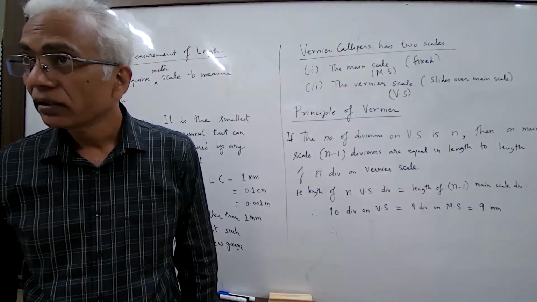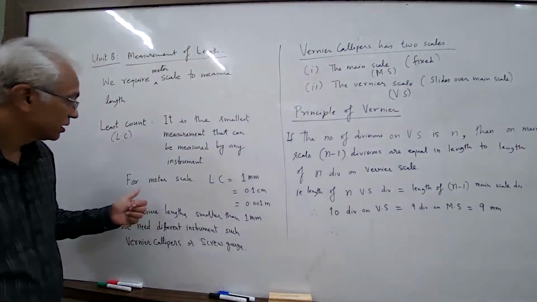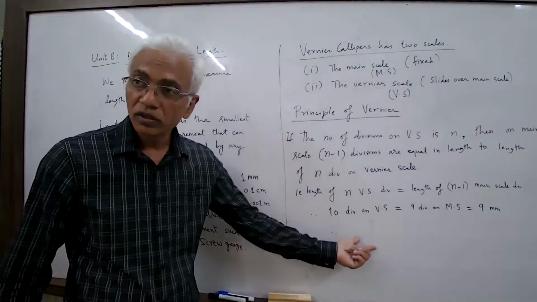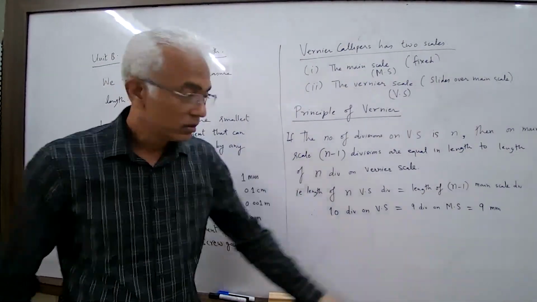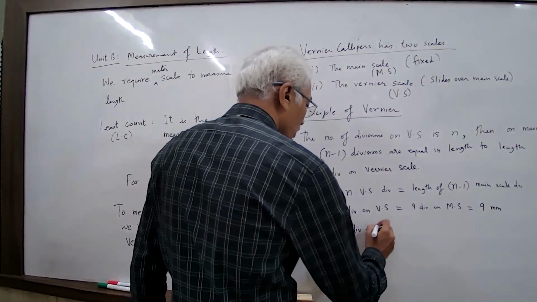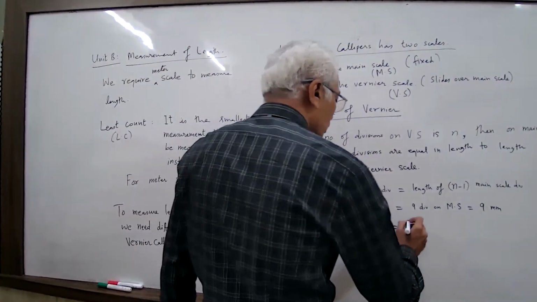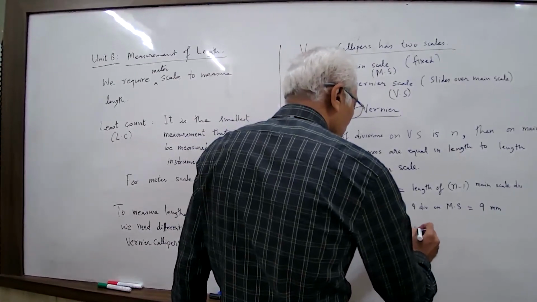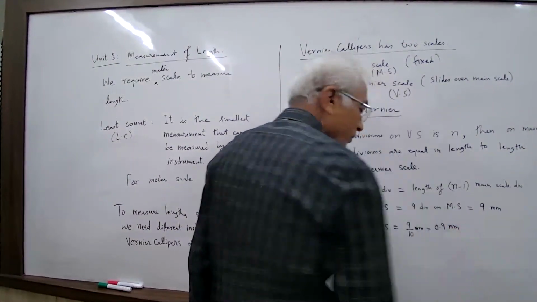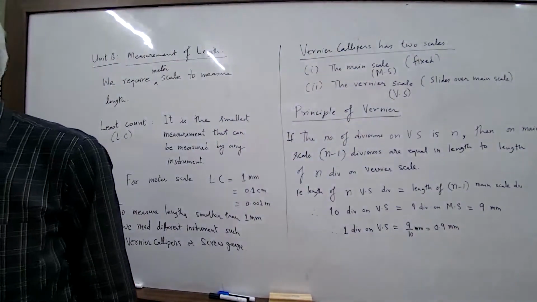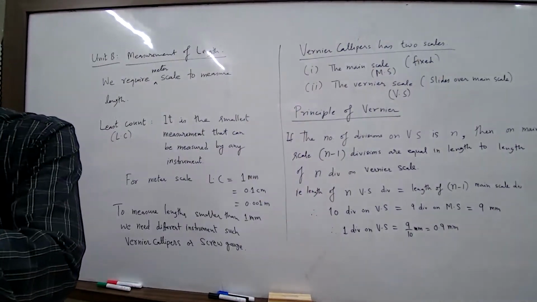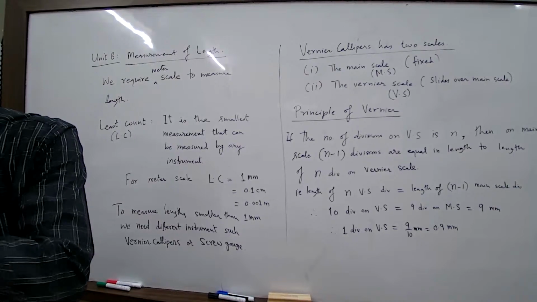Correct? Since for the meter scale, 1 division is 1 millimeter. So 10 divisions on vernier scale is equal to 9 millimeter. So therefore, 1 division on vernier scale is equal to 9 by 10 millimeter, which is equal to 0.9 millimeter. Understood? By vernier principle, we are getting the length of 1 division on vernier scale as 0.9 millimeter.